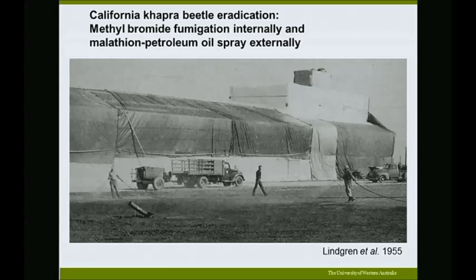in the nooks and crannies in the grain store, because Khapra beetle has this ability to go to sleep, and also this ability to hide and avoid fumigation. So this is what they did. It was massive, but they eradicated it. And every time in the US Khapra beetle has appeared, they've eradicated it.